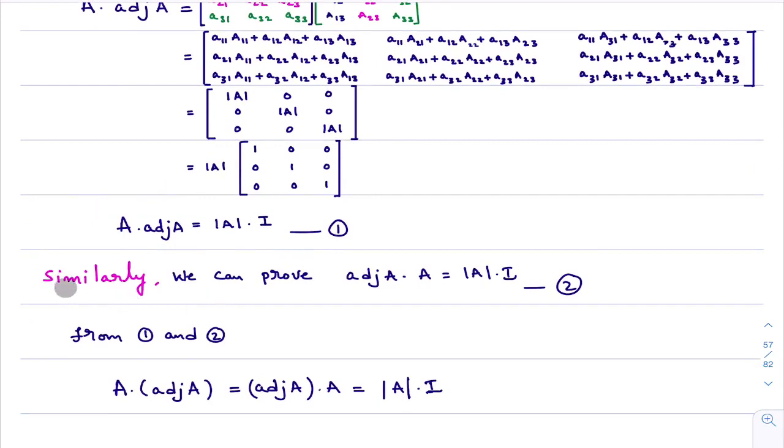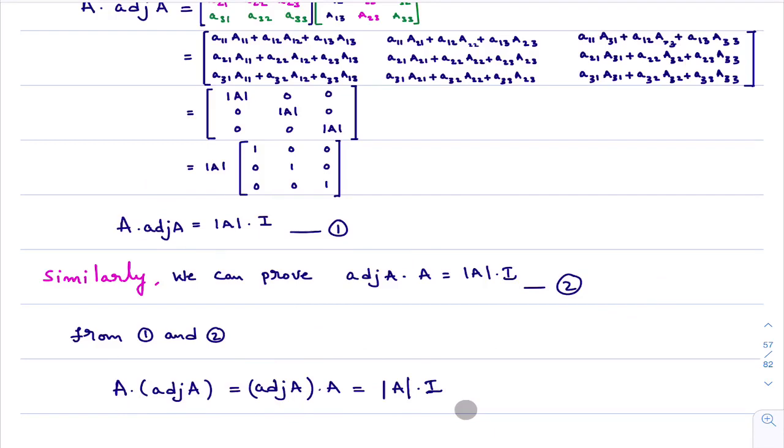Similarly, you can write directly like this. Similarly, we can prove adjoint A into A is det A into I. You see, A into adjoint A is det A into I, and adjoint A into A is also det A into I. From 1 and 2, what can I write? A into adjoint A equal to adjoint A into A equal to det A into I. I hope you understand this.